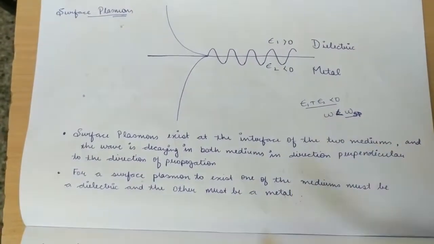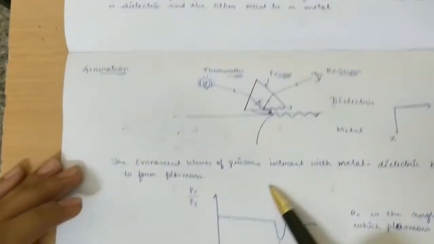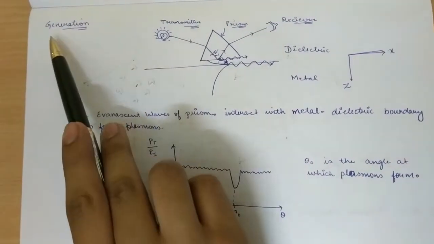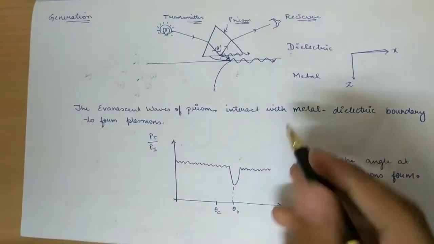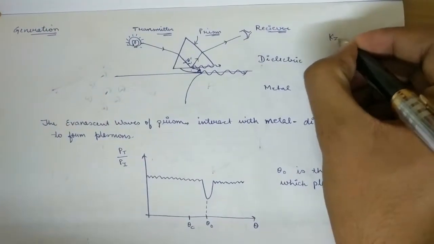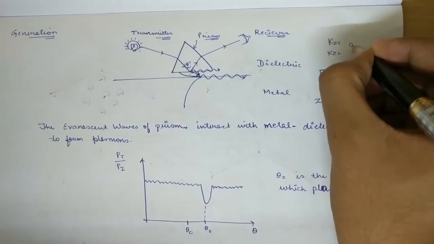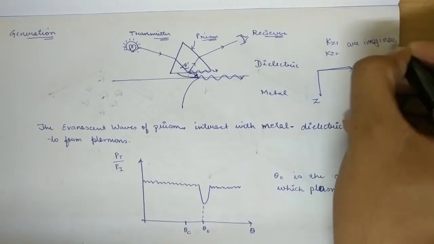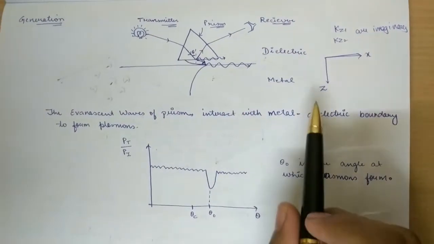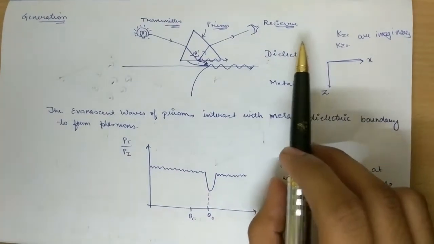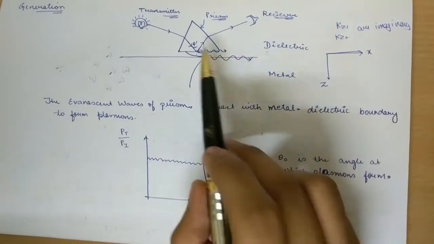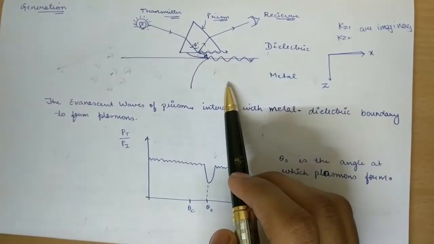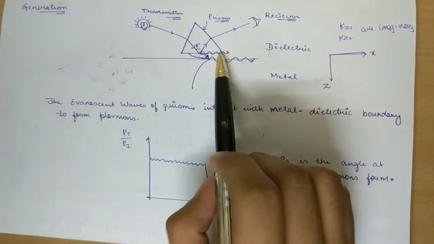Now we come to the part on how we generate a surface plasmon. To generate a surface plasmon, kz1 and kz2 both must be imaginary. So, if we simply incident the light on a metal dielectric interface, it will not have an imaginary kz1. So, how do we tackle this problem? To do so, we keep a prism. We use evanescent waves to produce the surface plasmon, and to produce the evanescent wave, we use a prism.